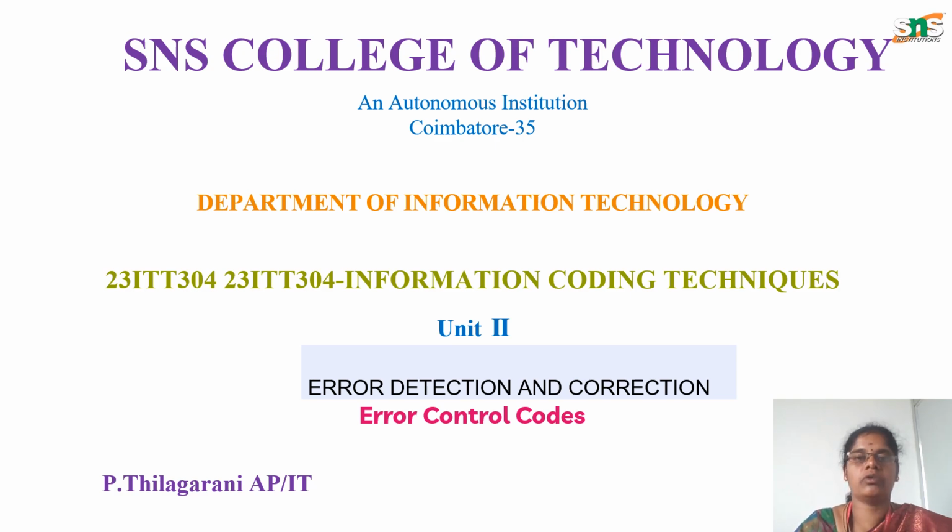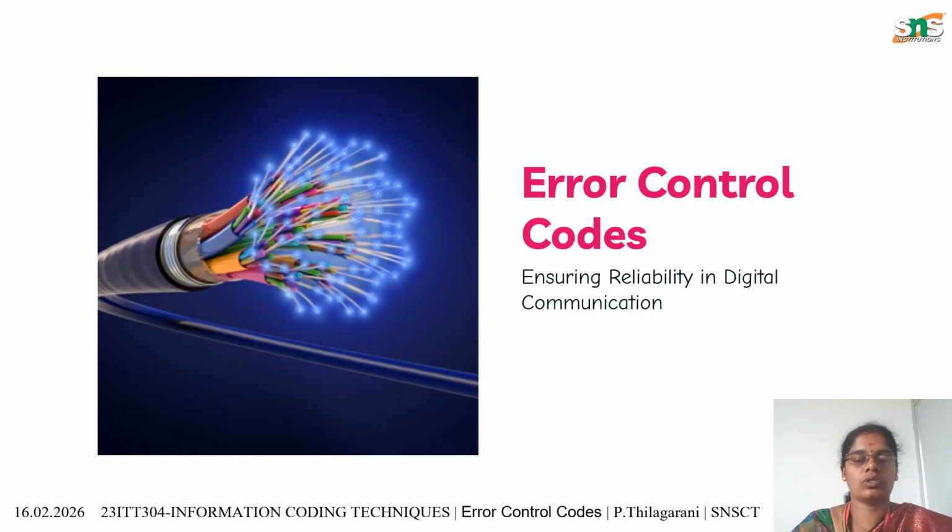Hello everyone. Now I am going to discuss error control codes. This topic comes under error detection and correction. Error control codes are nothing but ensuring reliability in digital communication. In digital communication, errors happen when bits flip from 0 to 1 because of noise or interference. Think of it as a digital hiccup that changes our message before it reaches its destination.